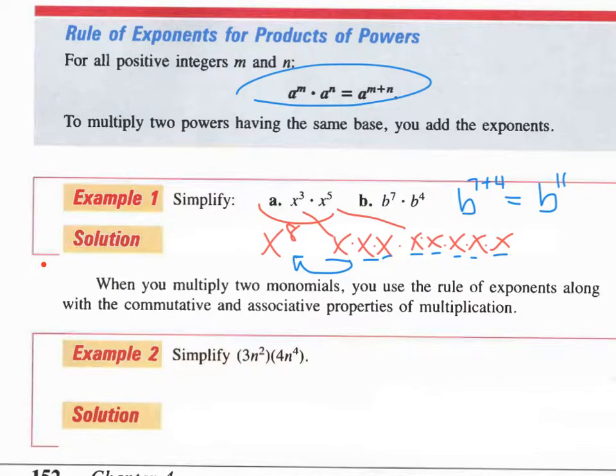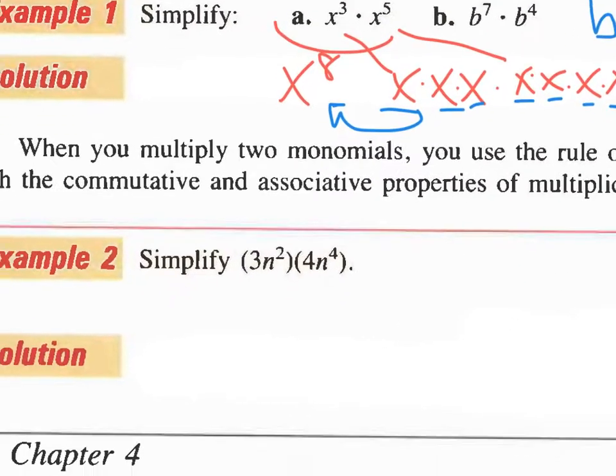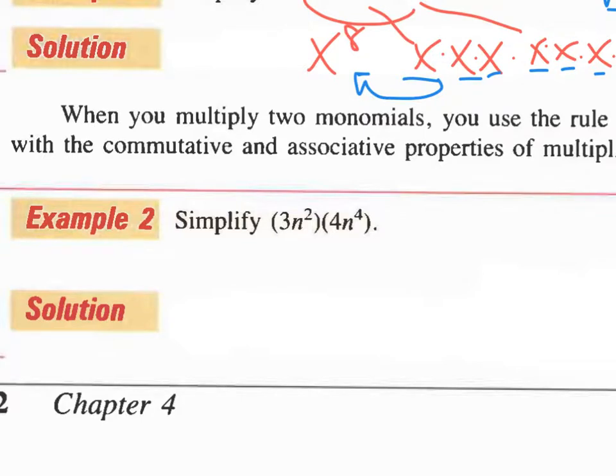Not only do we have variables with exponents, but we also have coefficients. So when you have a number in front of your variable, you are going to multiply those, but we add the exponents of the letters. So here I'm going to multiply 3 times 4, and I get 12. And then for the power on the letter n, I will add 2 plus 4 and get n to the 6th.